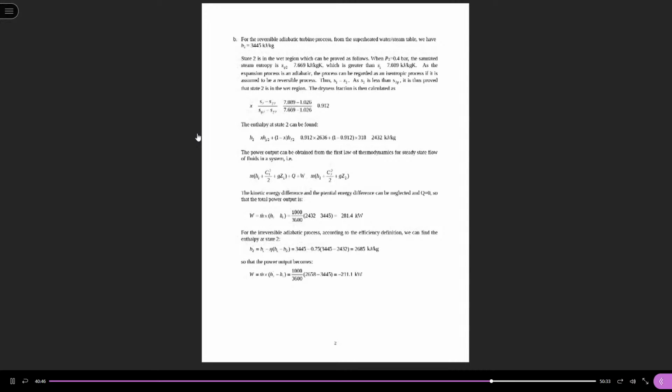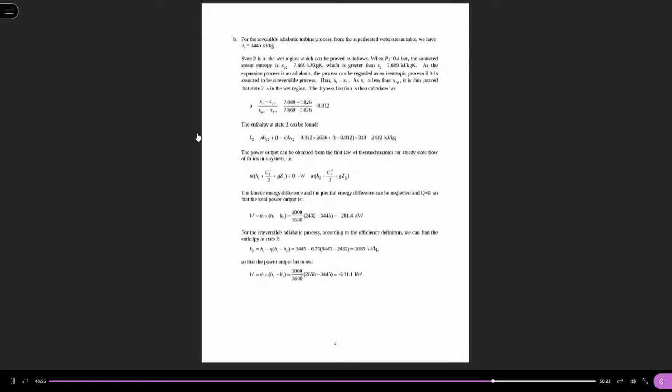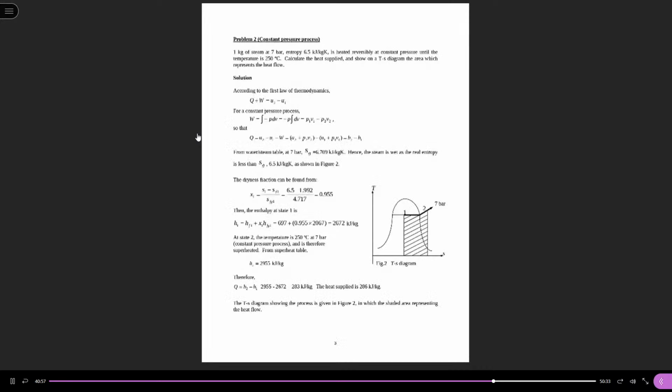So for question number 3, for question number 1, we can see it is an expansion process. And for question number 2 is a heating process at constant pressure. Okay, a heating process at a constant pressure.